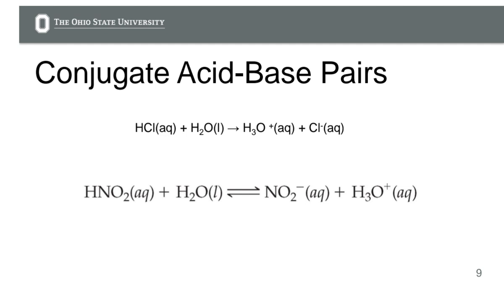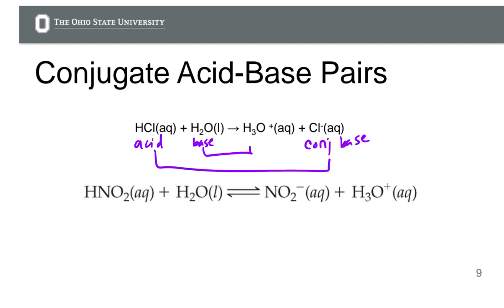All right, how are these problems? Okay, cool. So for our HCl, this is our acid. And then the conjugate base, of course, is the Cl minus. Water then acts as a base. And H3O plus is the conjugate acid.